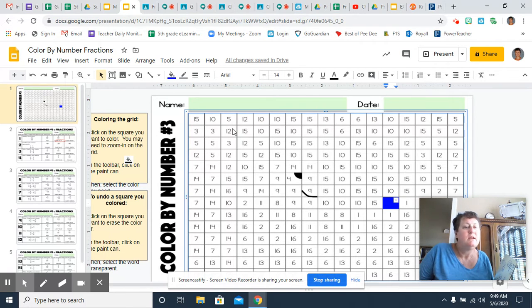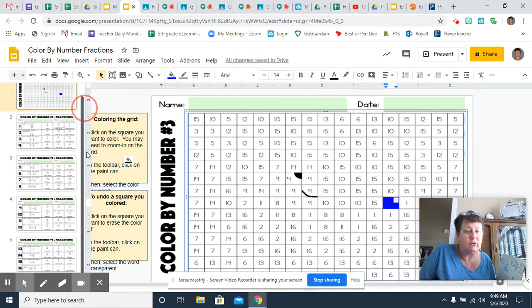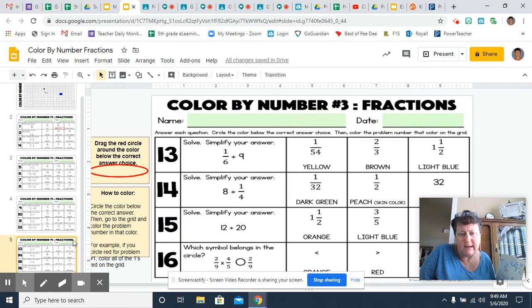Okay? So if you want to do a problem and then fill the number 1s up and then the number 2s up, you can do that. I want to show you one problem on the last slide, and it's number 15.